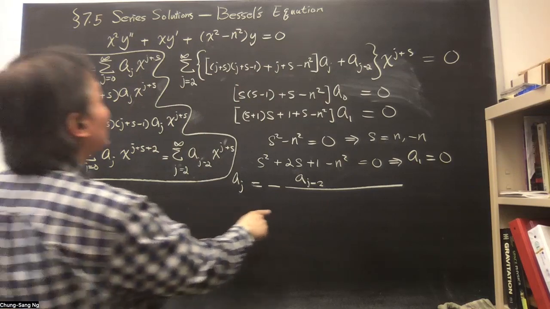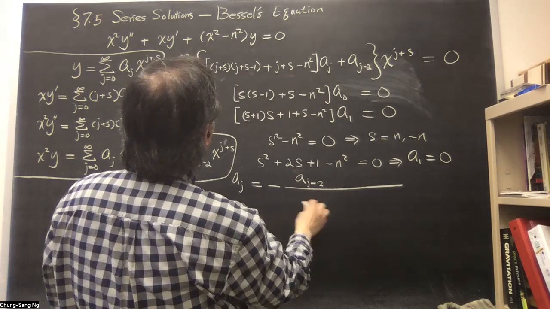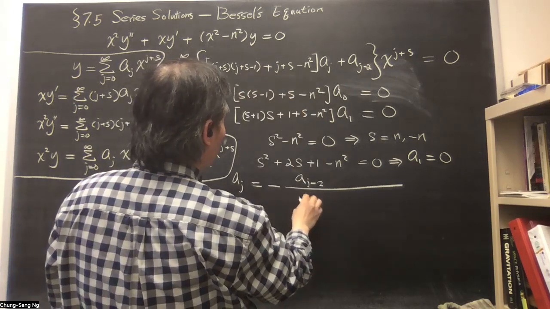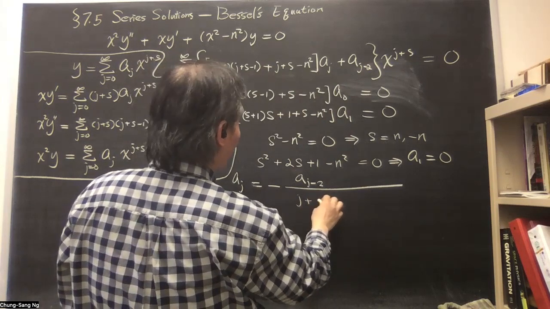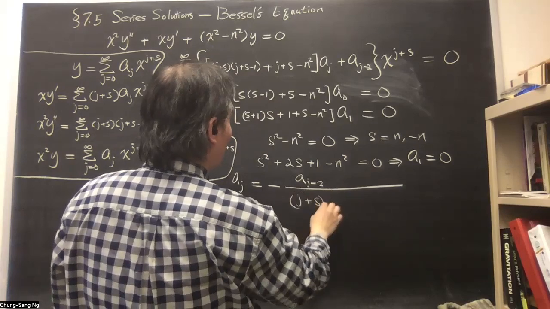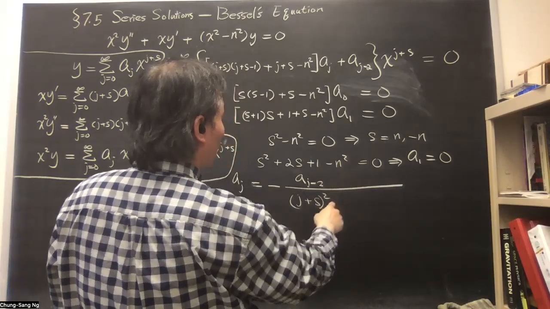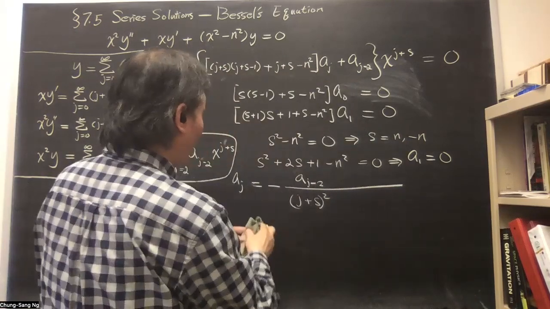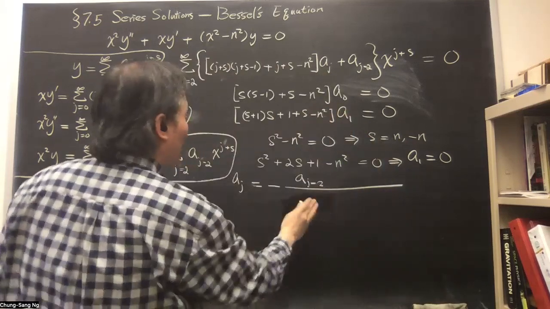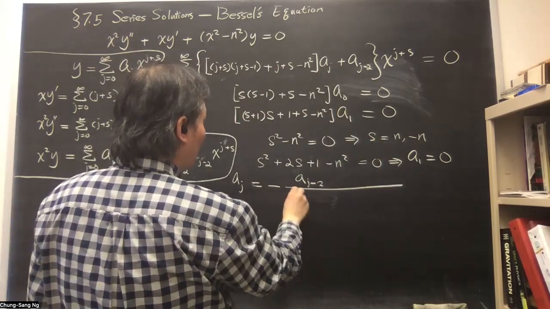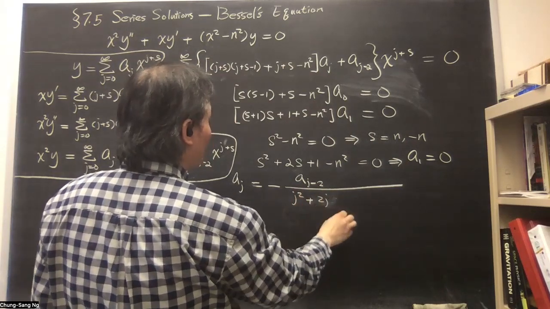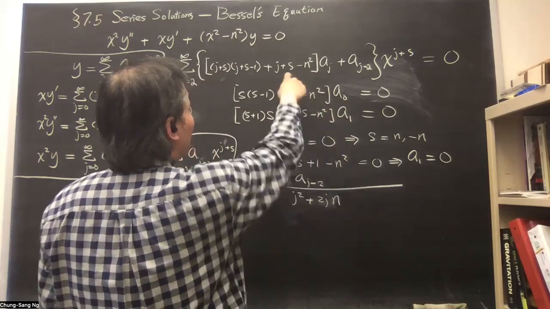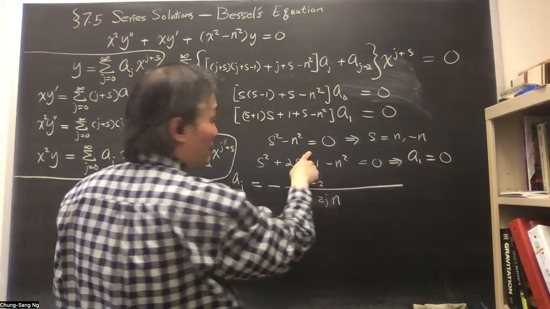Okay, and now we can work it out. What is (j plus s) squared, right? So we have (j plus s) squared, and then minus n squared. But s is already chosen to be n or minus n, so s squared will cancel with the n squared. So (j plus s) squared is j squared plus 2j times s, which can be just n, plus s squared minus n squared, which is 0 because of this equation.